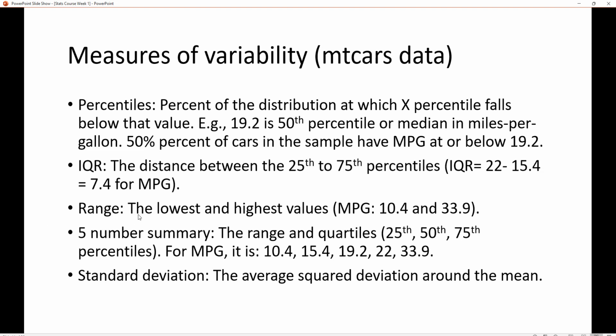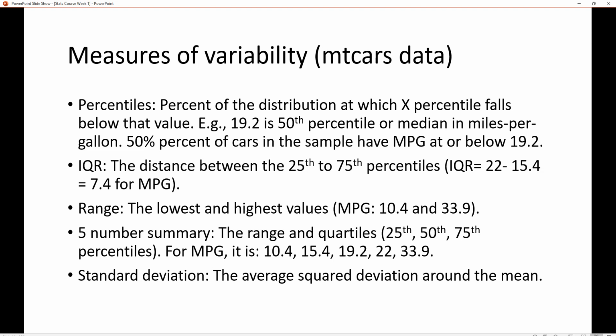We also have the full range, and that would be the lowest and highest values. For miles per gallon, our lowest MPG was 10.4 and our highest was 33.9. So from this information we can calculate what's called the 5-number summary. This is the range and quartiles, the 25th, 50th, and 75th percentiles. For MPG, our 5-number summary is 10.4, 15.4, 19.2, 22, and 33.9.